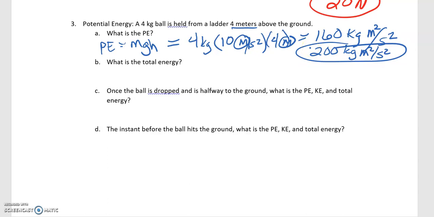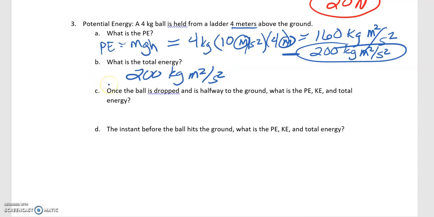Okay, now question B says, what is the total energy? Well, when we are just holding this ball from the ladder, all of the energy is potential energy. So our total energy is also going to be 200 kilogram meters squared per second squared, because those would be the same. There is no kinetic energy at that time that we have to worry about. It is stationary. It's being held.